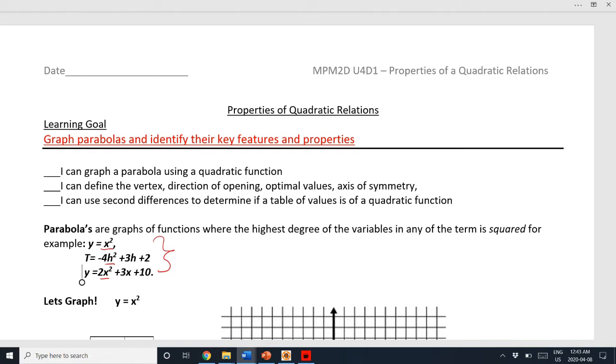And this ensures that we're dealing with what we call a quadratic relation. So it just needs a squared variable in there, and it can't have anything more than a squared, and it can't have anything less than a squared. It must have a squared variable.